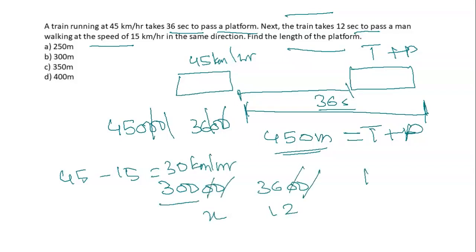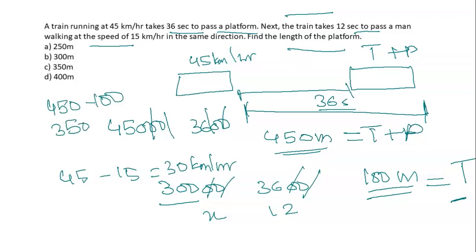100 meters. So 100 meters crossed means the train has crossed that person. So which means this 100 meters is going to be what? The train's length. Correct? Train's length is 100 meters. Then what's the platform's length? 450 minus 100, which is 350. The answer is 350 meters. Clear? Next question. Good job, Hema, Preeti, Hari Prasad, everyone.